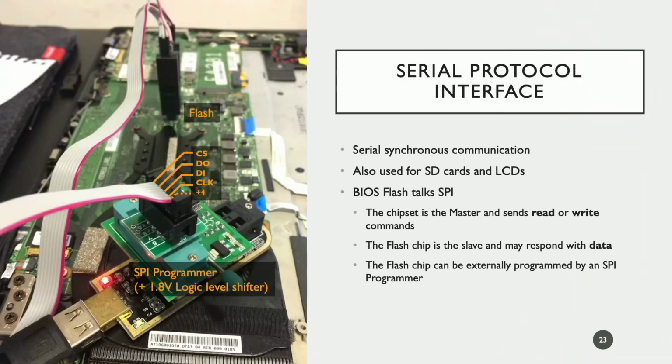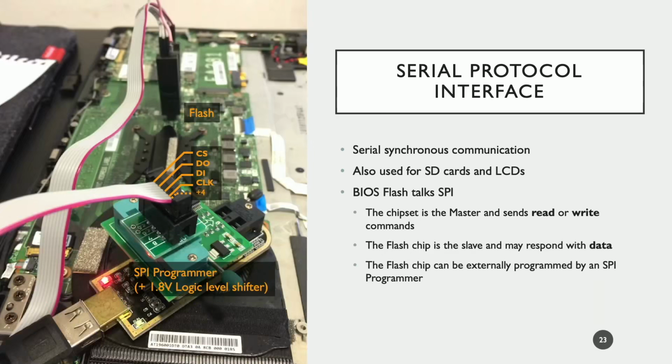Now, what you see here is again our Lenovo ThinkPad. In the background, you can see that we're connected to the flash, and what you see in front is an SPI programmer. So the black thing on the bottom is the programmer. It's like €5 hardware. In this case, it's combined with a 1.8 volt logic level shifter, since the flash on the Lenovo ThinkPad runs at an unusual voltage.